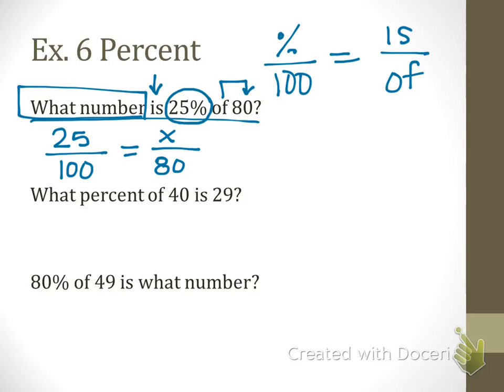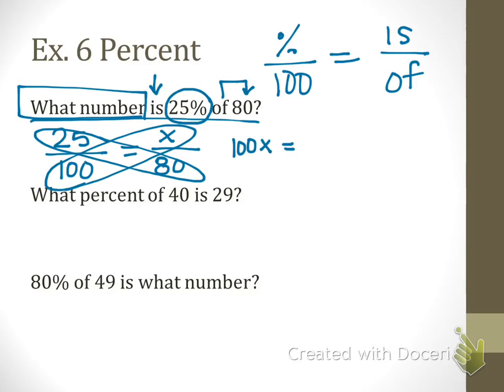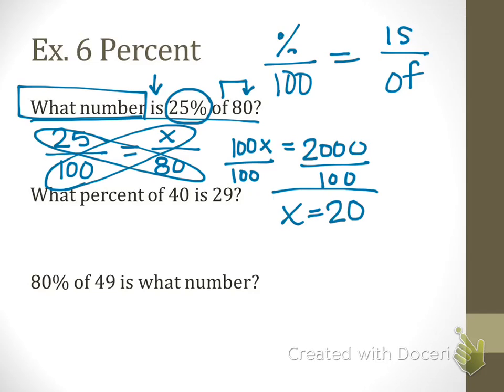Now all I got to do is cross multiply and solve. So I do 100 times x, which is 100x, equals 25 times 80, which is 2,000. And then I can just solve to find the number. So I divide by 100, and I get x equals 20. So 20 is 25% of 80. Okay? So is over of equals percent over 100. Or percent over 100 equals is over of.